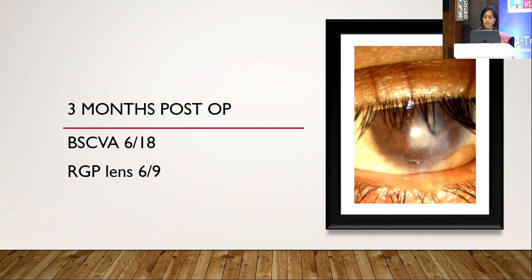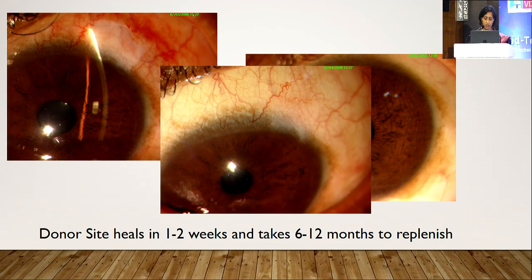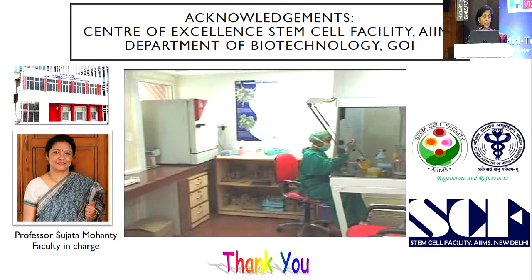It takes time, but in the end you can get good results, and it's important to prepare the patient for the fact that it's never going to be restored to the way it was before or like the other eye. The aim is to improve and give some benefit. So the donor site heals, and it takes about 6 to 12 months to replenish. So with that, I'd like to stop here.